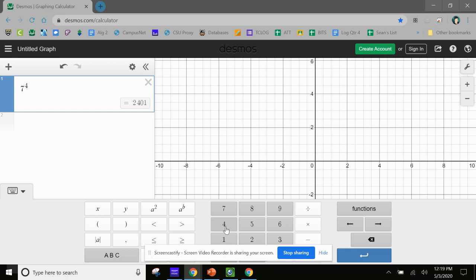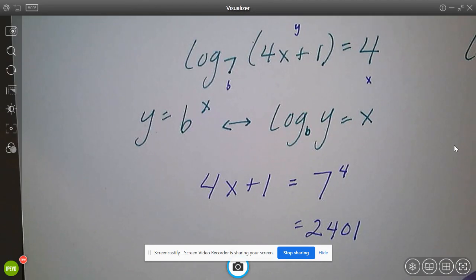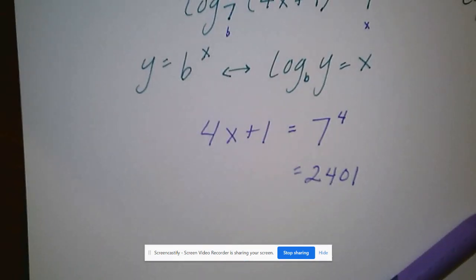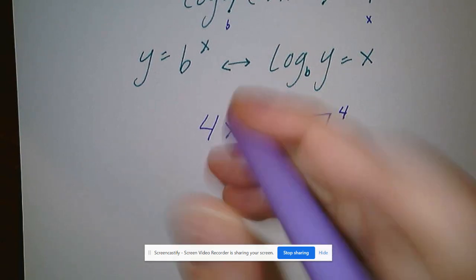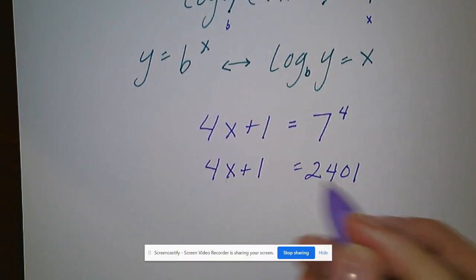Now, if you don't have access to Desmos, exponents you can do on any calculator. If you have a different calculator, or the one on your phone, you can turn it to get the extended functions. You don't necessarily need Desmos. It's just easier for me to show you on Desmos. Okay, so now I can solve this. 4x plus 1 did not change, but now I can solve it.